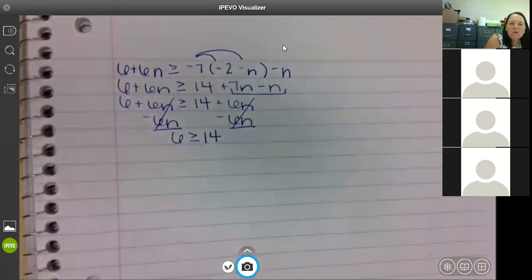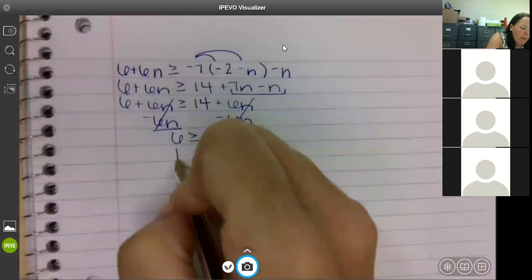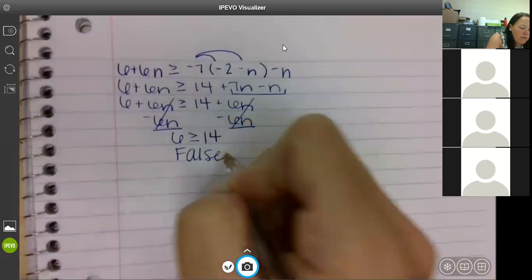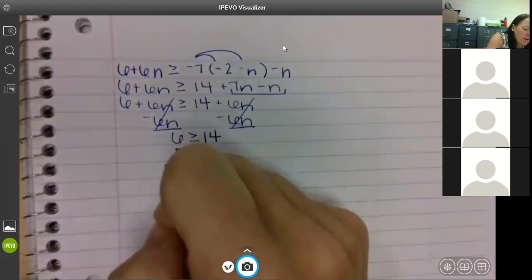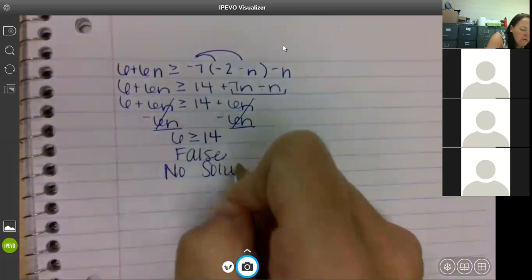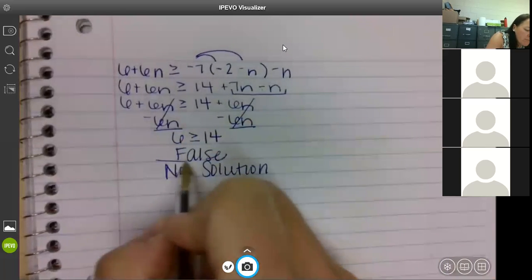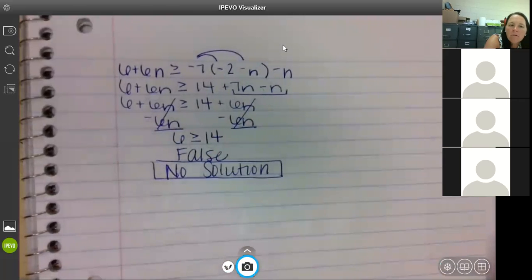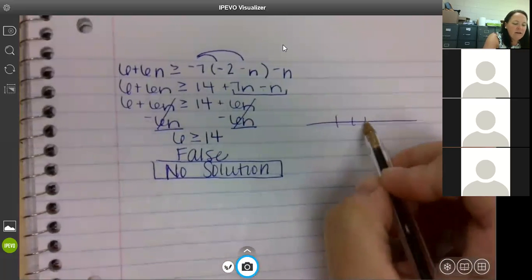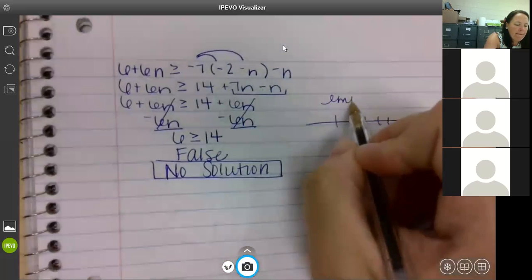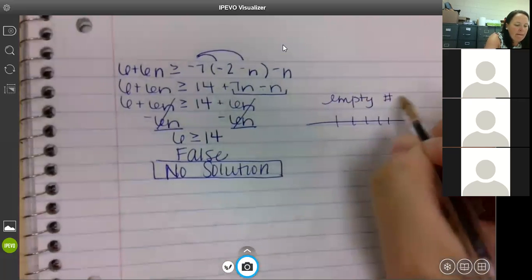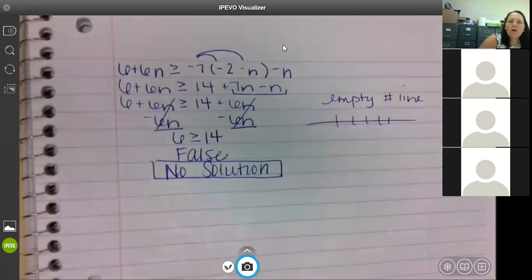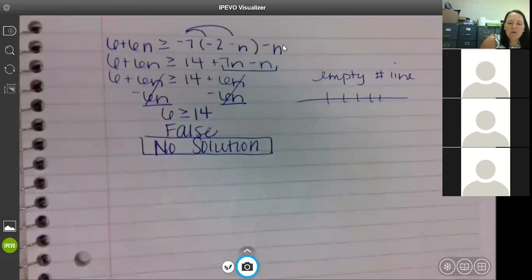Is this true or false? False. What does that mean? No solution. Very good. Your answer should be no solution. How do you graph no solution? Kind of a trick question. Can't graph it. Yeah, you're just going to have an empty number line. Okay, so know that if you have a no solution, you're going to have an empty number line.